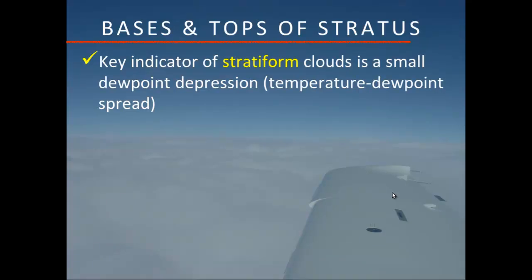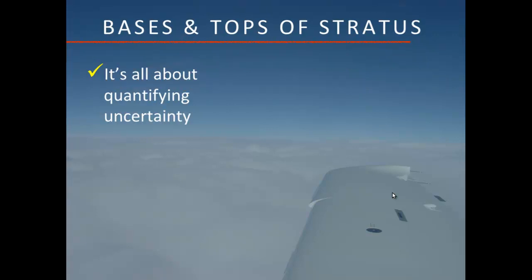All right, so in order to find the bases and tops of stratus, there's really one key approach here, and that is to look at what's called the dew point depression. That's simply the temperature dew point spread. So how far the temperature and dew point are apart gives you the dew point depression. So you're looking for a small dew point depression. But it's all about quantifying uncertainty.